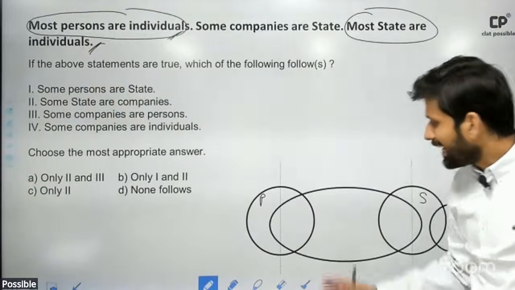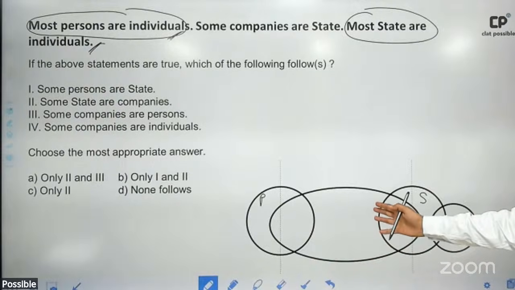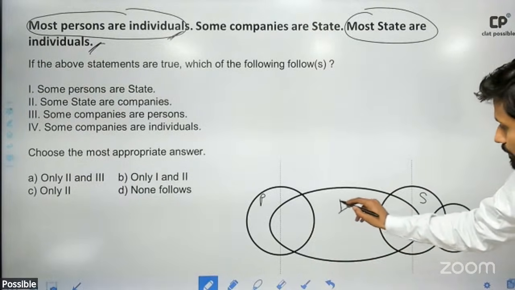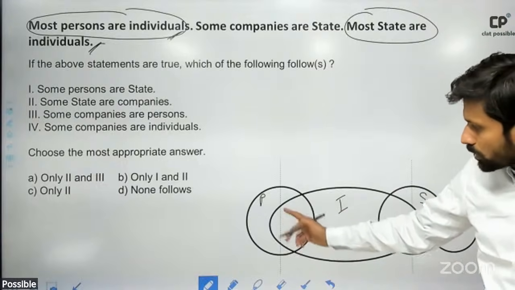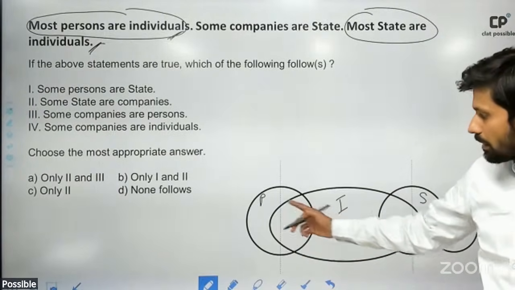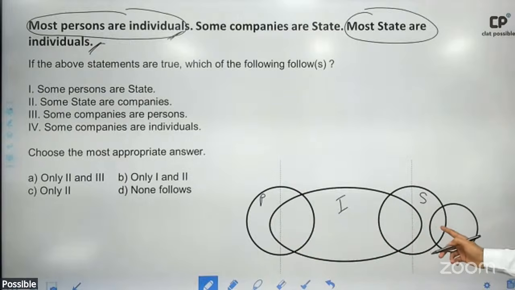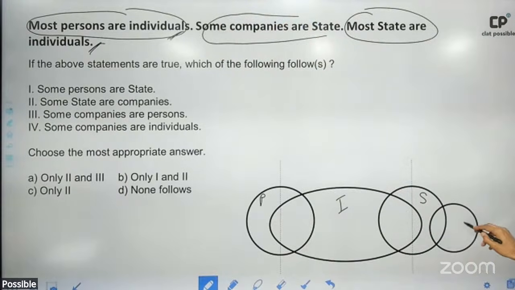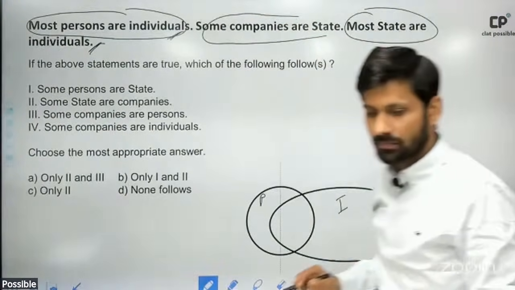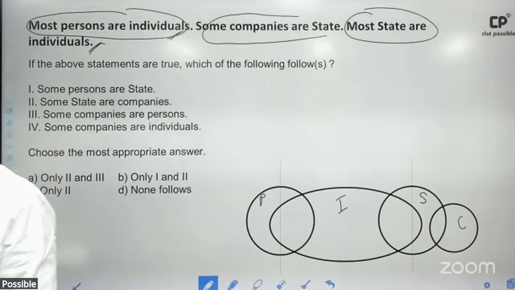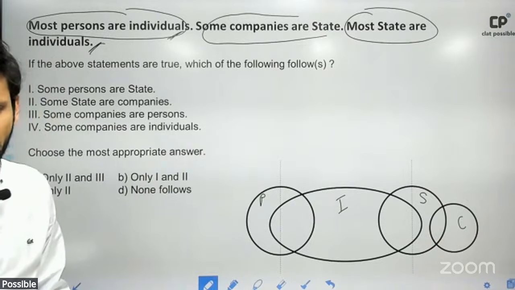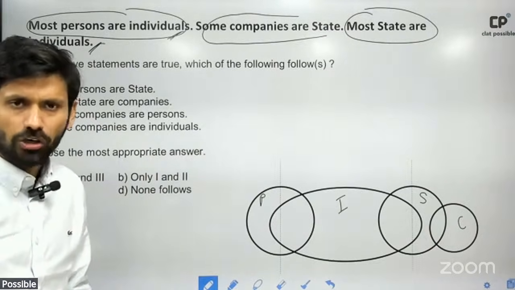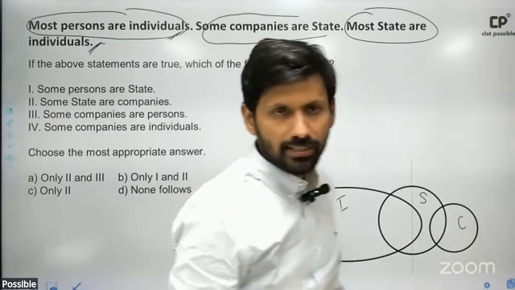So I'll draw state something like this, individuals something like this. It goes more than half, right? It covers more than half of P and more than half of S, right? And then we are drawing for this statement, which is some companies are state, so some companies are state, right? If I get the diagram right, I'll be able to answer this. Whatever diagram you have drawn, you can correct the diagram if you have not drawn it correctly.